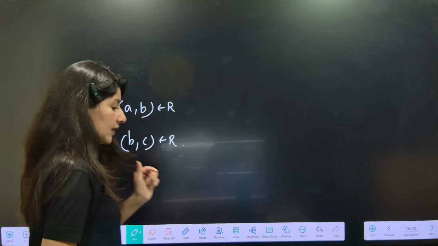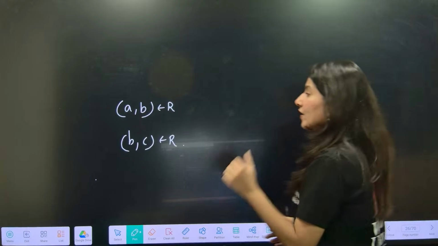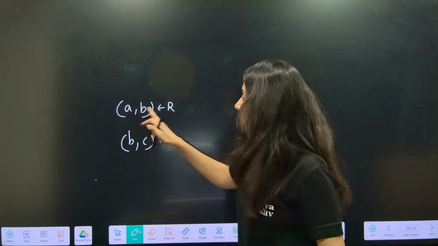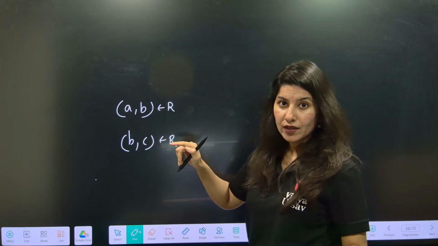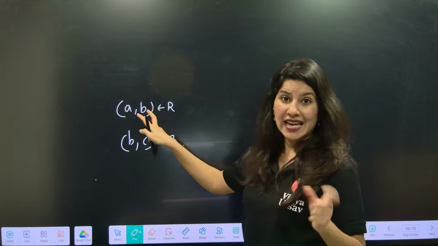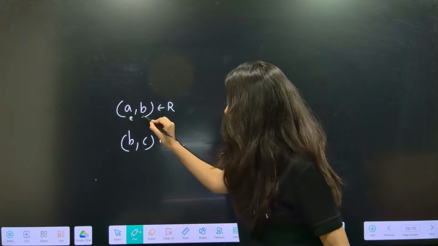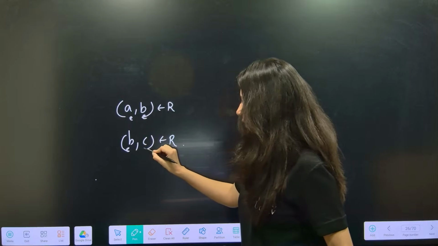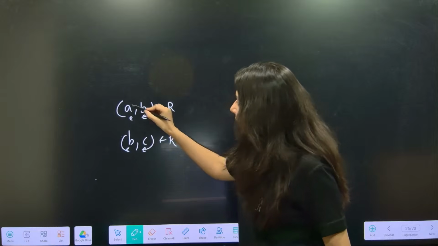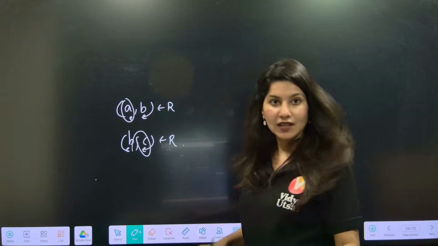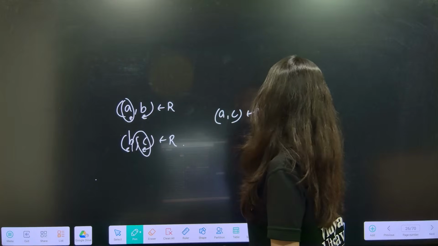Okay. But if (a, b) and (b, c) both are sitting, everything should have the same parity. A and b either both should be even or both should be odd. Now suppose a and b are even, then b and c should also be even. So this also should be even, same parity. So if all are even, then a plus c, even plus even, will also give me even. So (a, c) is there.